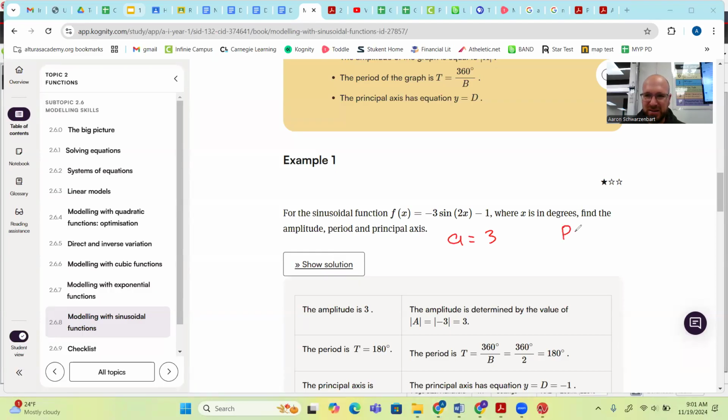The period: my b here is 2. So 2 pi over, no, 2 times 3. Oh, 2. Okay, period is 2 pi over b, or 360 over b. So b here is 2. They want this in degrees. 360 over 2 is 180. Principal axis: just the d value, -1.